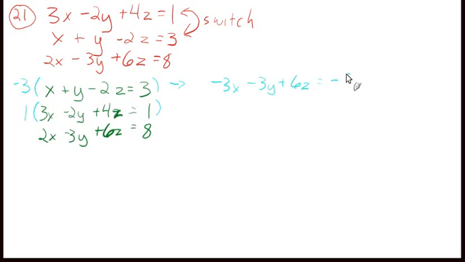Don't forget to multiply everything by this negative 3. That could mess you up. I see a lot of times maybe this 3 doesn't get multiplied by the negative 3. Just got to be careful. This one stays the same. 3x minus 2y plus 4z equals 1.